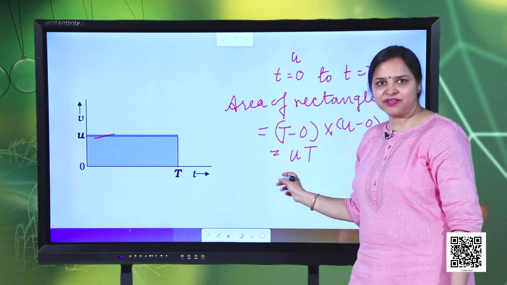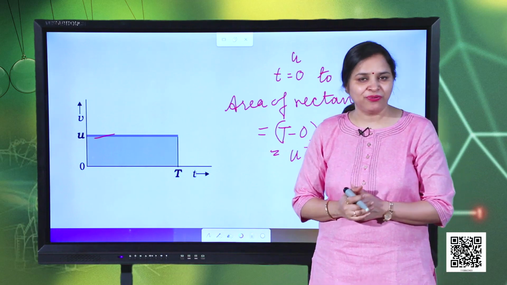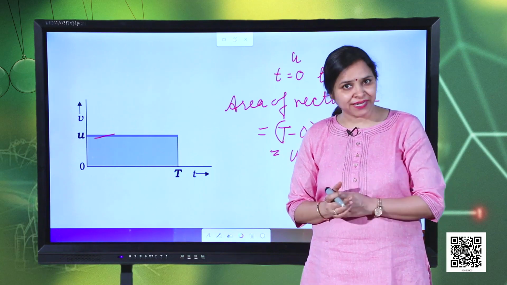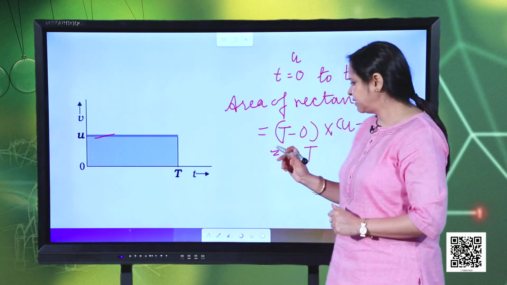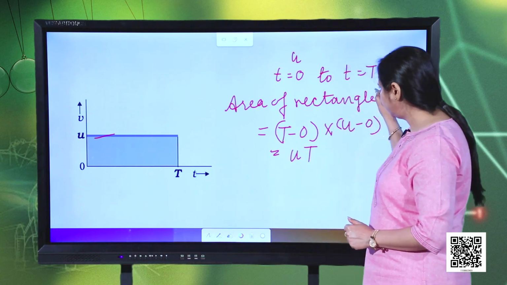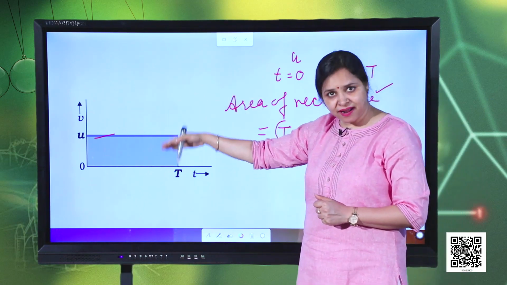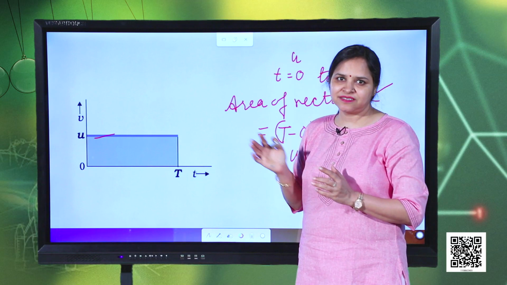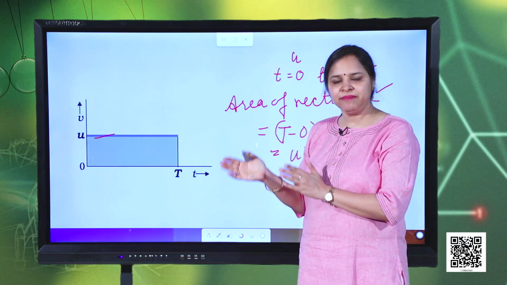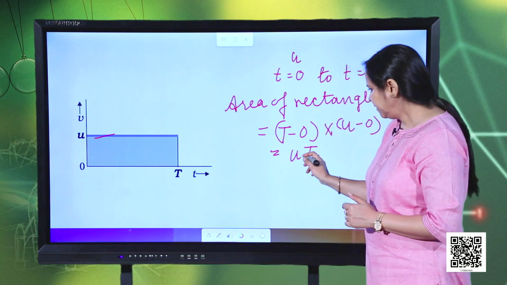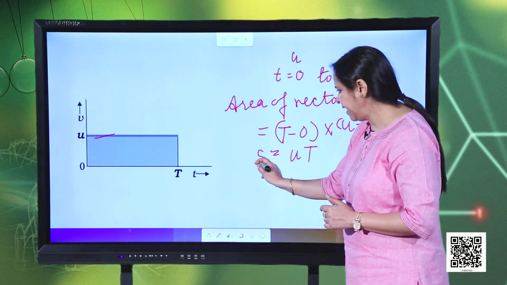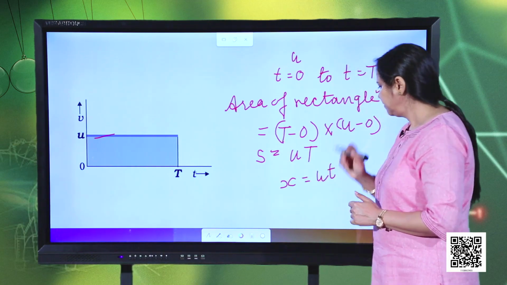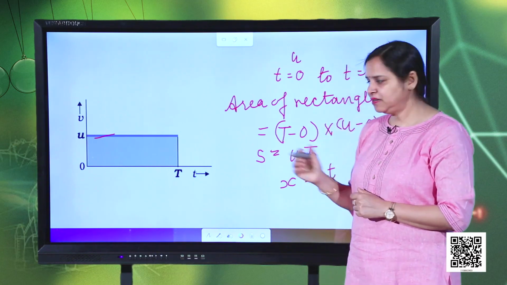This is the product of velocity with time, and we all know that the product of velocity with time gives us the displacement of the particle in that time duration. So, we can say that the area under the velocity-time graph represents the displacement between that particular time duration. Here we can denote the distance by s, or by x, equal to ut.